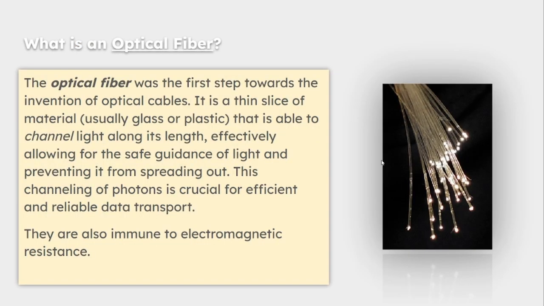So over here is an optical fiber, and it was the first step towards the invention of the aforementioned optical cables. It's a thin slice of material, usually glass or plastic, that is able to channel light along its length, effectively allowing for the safe guidance of light and preventing it from spreading out, so you can focus light and transmit it along the fibers. This channeling of photons is crucial for efficient and reliable data transport. They're also immune to electromagnetic resistance, which is a problem that can be experienced when guiding electromagnetic waves instead of light.